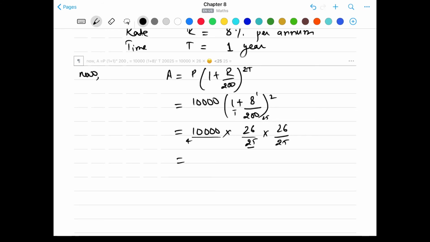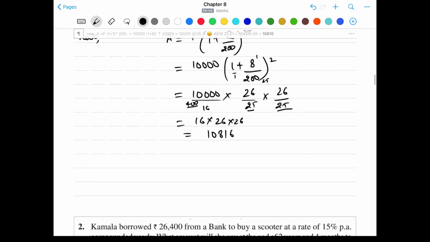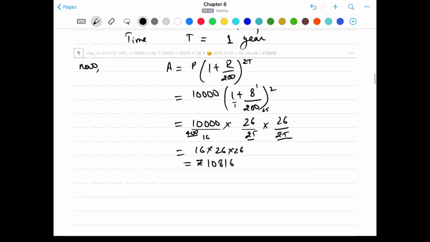And this 25 will give us 400 here, and again divided by 25 you will get this as 16. So what we are left with is 16 into the square of 26 into 26. When you solve this you will get the result as 10,816 rupees. Okay, so that's our amount after 1 year.